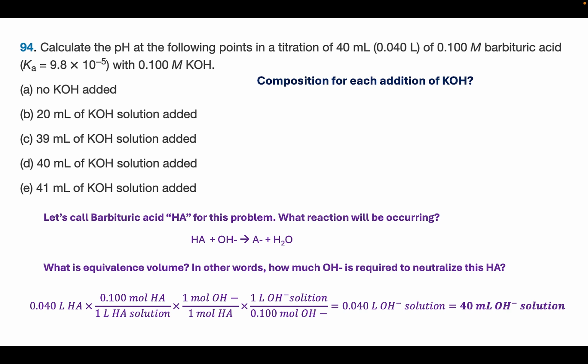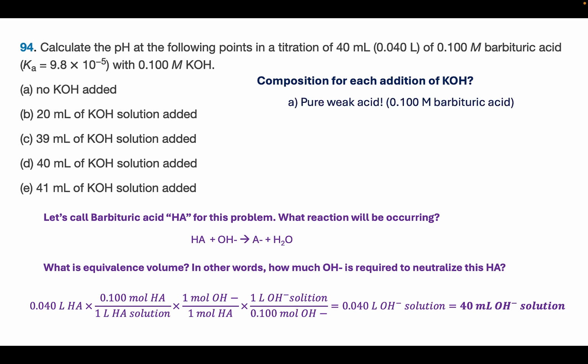Okay. Once we have these things established, we know now the equivalence point. We want to know what exactly we are dealing with for each addition of the potassium hydroxide. And here is another good opportunity to pause and see if, for A through E, we can briefly describe the composition. In other words, what is there? Is there weak acid? Is there weak base? Is it a buffer? Is there excess hydroxide? These are the things we want to watch out for.